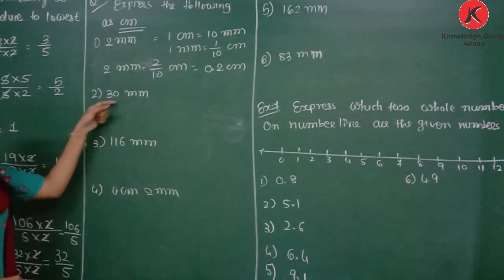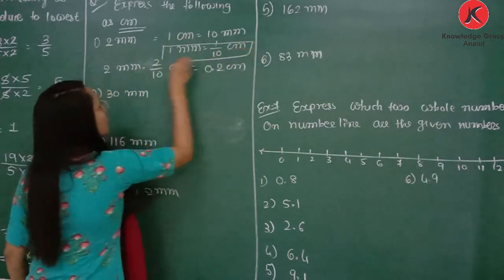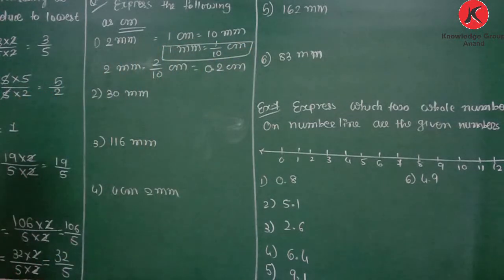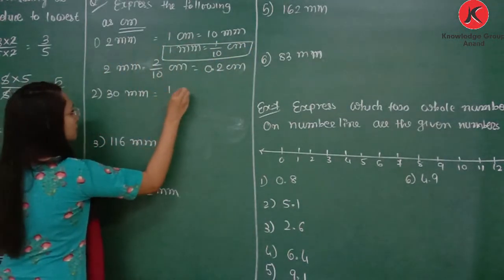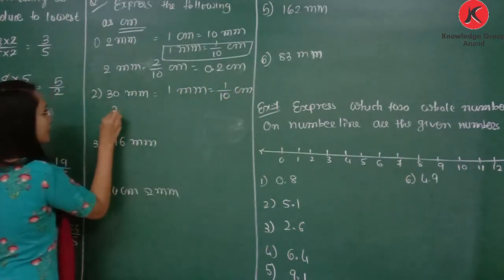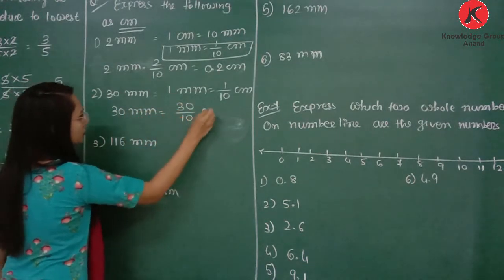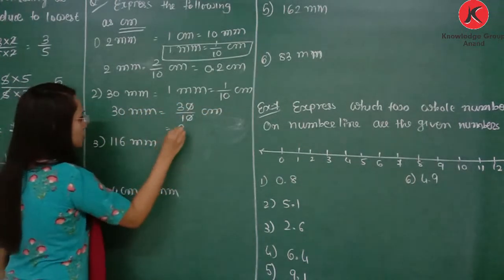Now for next one, 30 mm. So again we can use this. 1 mm is equal to 1 by 10 centimeter. So 30 mm is equal to 30 by 10 centimeter. Now cancel 0, so it is 3 centimeter.